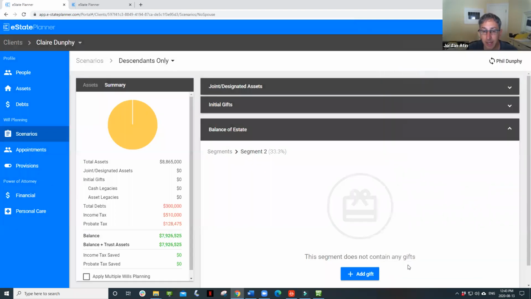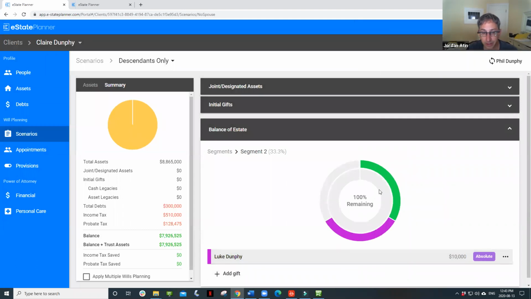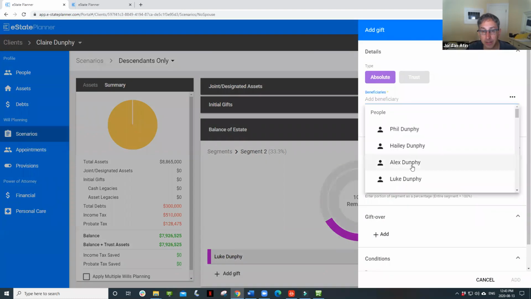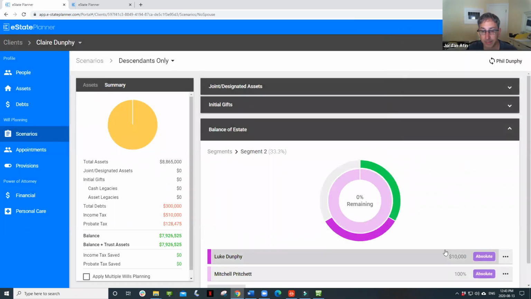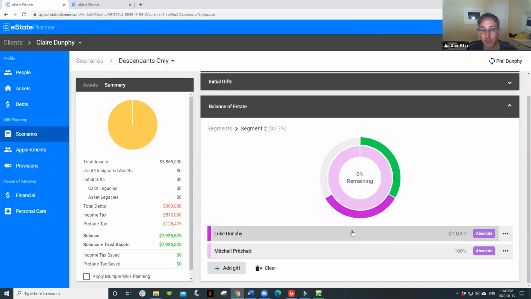So that's that. But we haven't given away, there's still, you can see, there's still 100% remaining of that third in percentages. So we need to add another gift. We need to give the rest of that third to Mitchell, and he's going to get 100% of that third. Okay, and we can go add. And now we've given away 100% of that 1/3. We've given 10,000 off the top and then 100% of the balance.